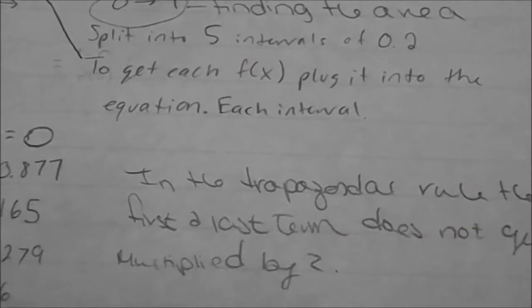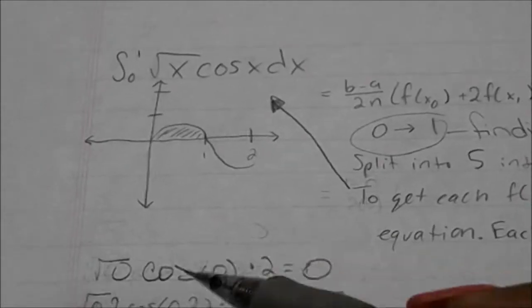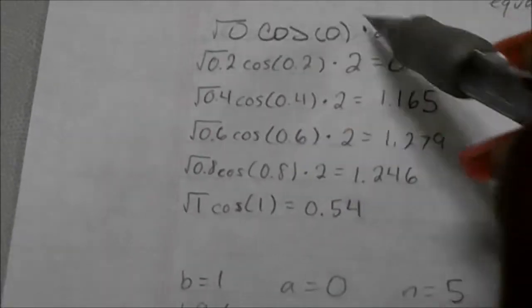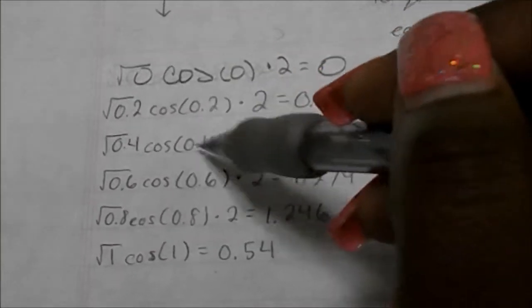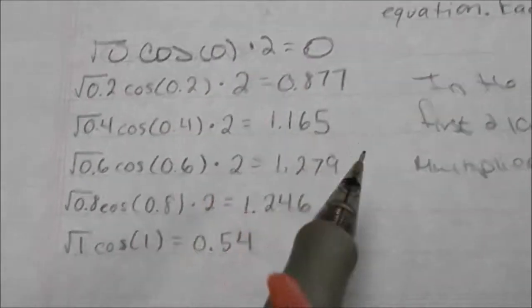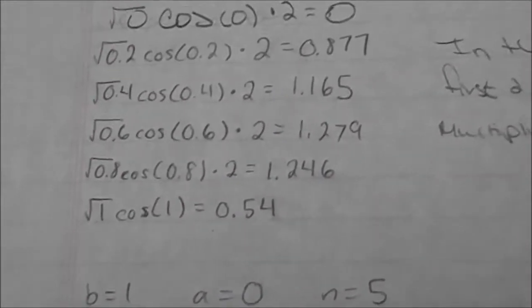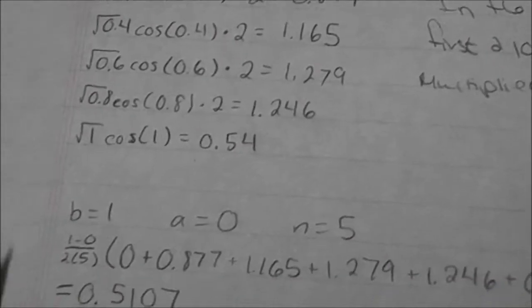In the trapezoidal rule, the first and the last term do not get multiplied by 2, which explains why this is multiplied by 0 and this is 1. The rest don't have the intervals in them. Since we did each, which would be 0.2, 0.4, 0.6, 0.8, these are the answers that we came out with. Our b would be 1, our a would be 0, and our n would be 5. And we plug it into the equation.